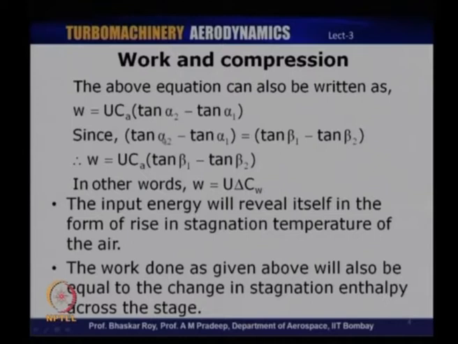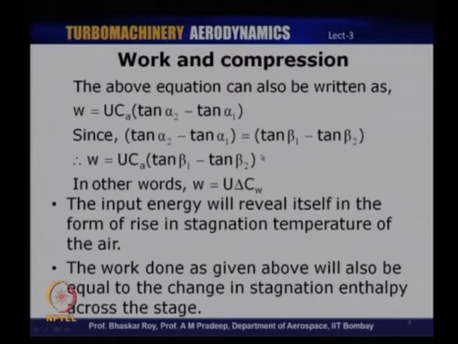Now, if you remember from the velocity triangle, tan alpha 2 minus tan alpha 1 is also equal to tan beta 1 minus tan beta 2. Therefore, we have the work done as U into axial velocity Ca, tan beta 1 minus tan beta 2, which is also basically equal to U times delta Cw.